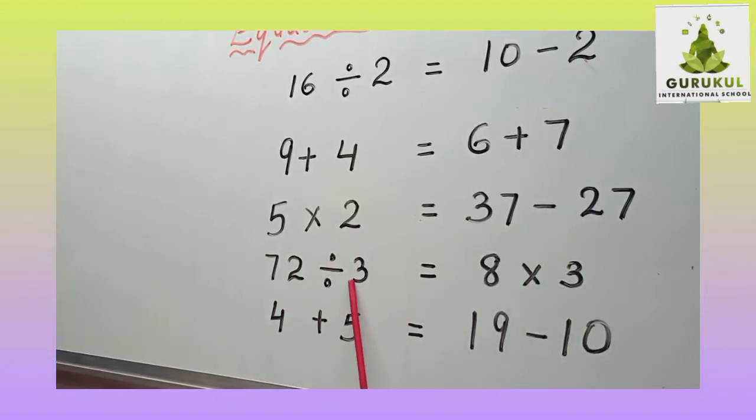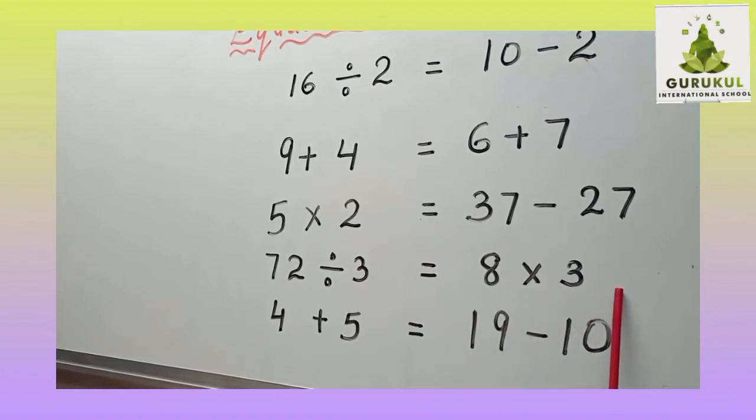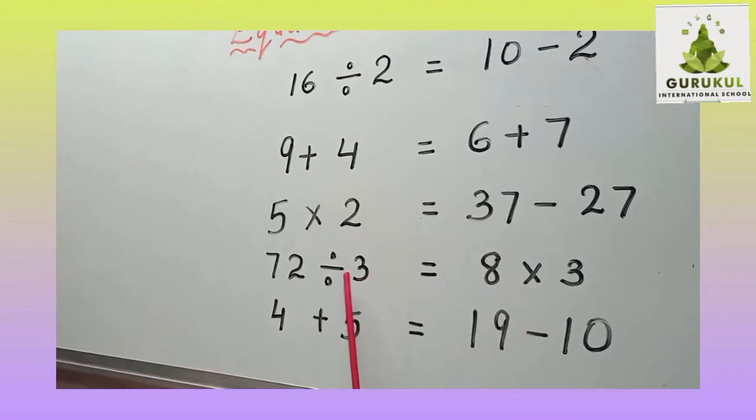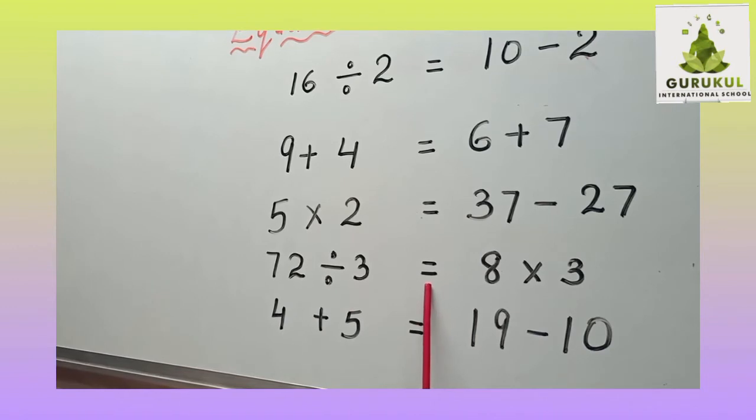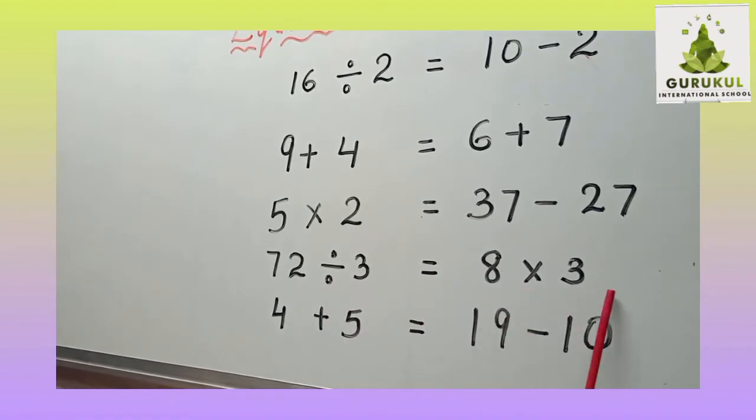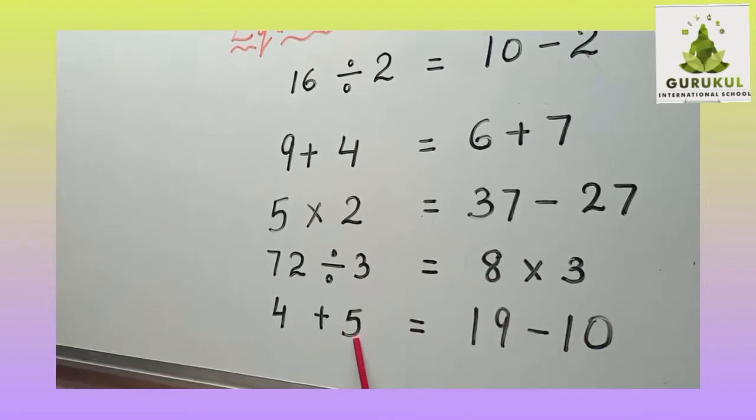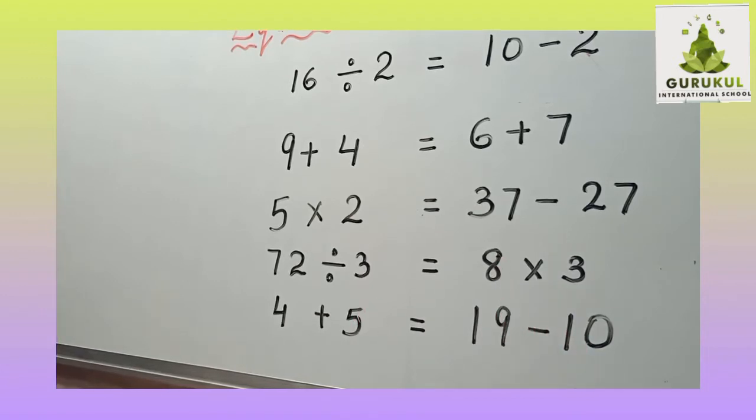Now 72 divided by 3 and 8 into 3 have the same answer. So both the operations, division and multiplication, can be equated. These two can be equated using the equal to sign, because this expression and this expression both lead to the same answer. 4 plus 5 is 9. In the same way, 19 minus 10 is also 9. So you can equate these two. So these are the equations.